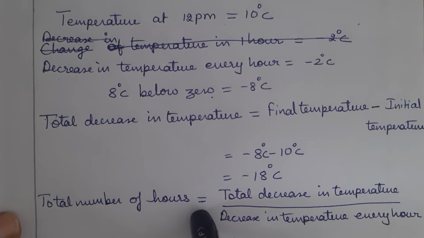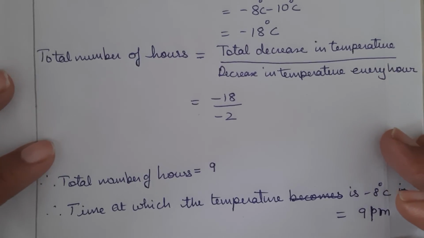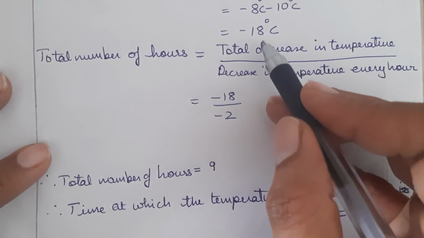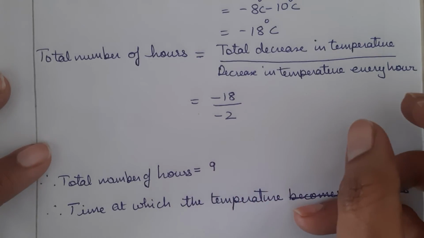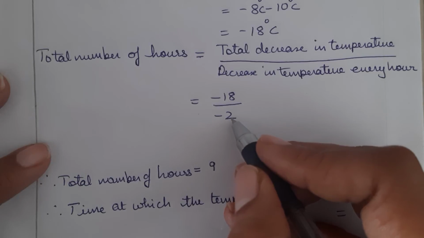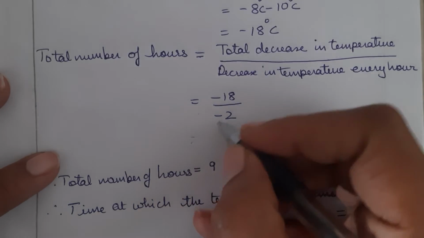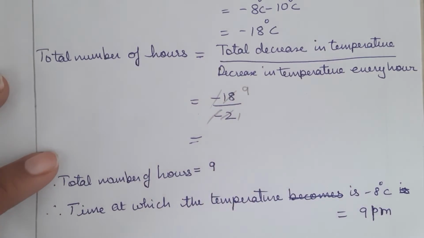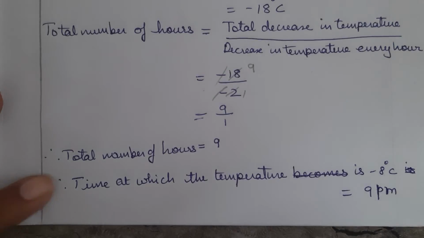Correct. Now total number of hours is what? Total decrease in temperature divided by decrease in temperature every hour. We found the total decrease in temperature to be minus 18 degrees Celsius. So minus 18 divided by the decrease in temperature every hour. Every hour the temperature was decreasing by minus 2. So it is minus 18 divided by minus 2. Minus minus gets cancelled, and 2 1s are 2, 2 9s are 18, so this becomes 9 divided by 1. That is, total number of hours is equal to 9.